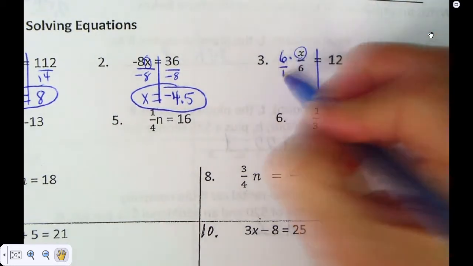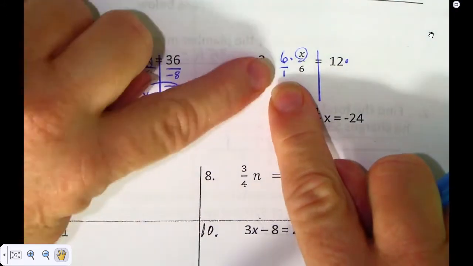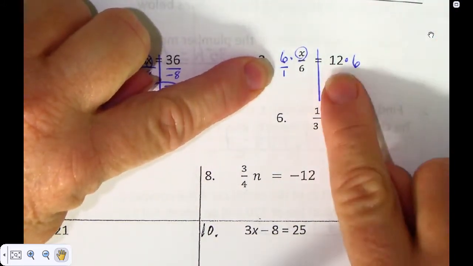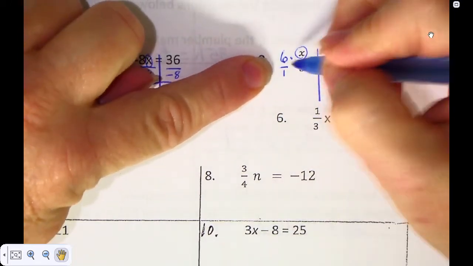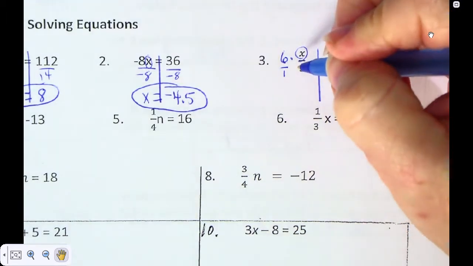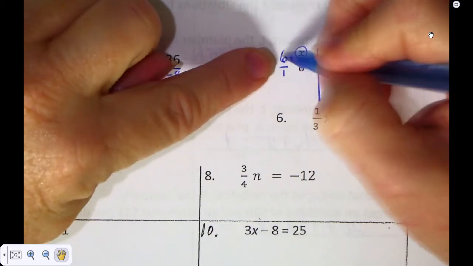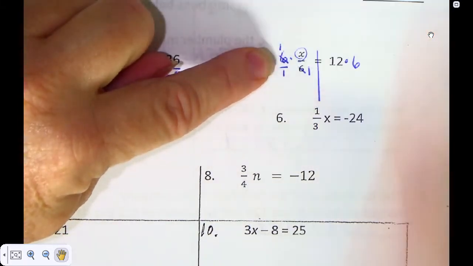Put 6 over 1. 6 over 1. And what does 6 over 1 equal? 6. So we're just going to put times 6. Don't put a fraction there because that's not a fraction. Guys, when you multiply fractions, it's no problem. Top times top, bottom times bottom. But you first try to simplify that. 6 goes into 6 one time.